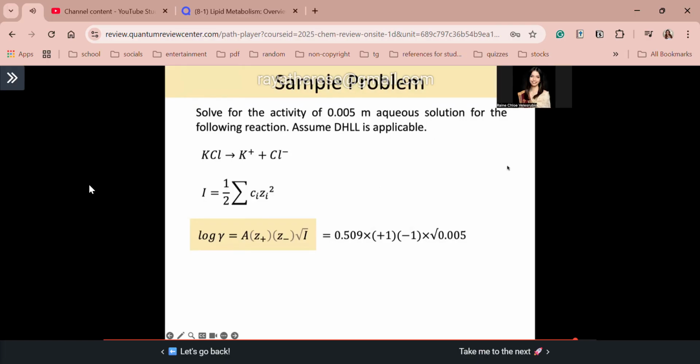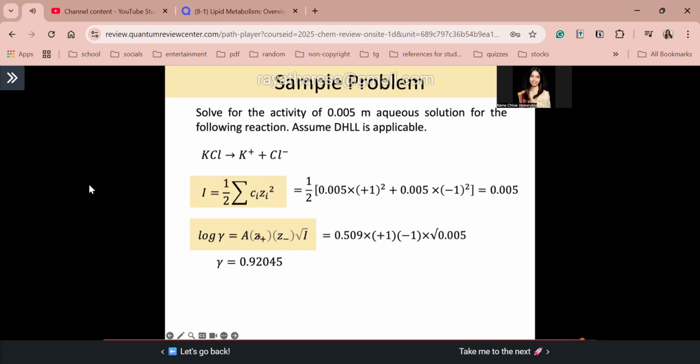So first, guys, let's solve the activity of a 0.005 molar aqueous solution for the following reaction. Assume DHLL is applicable, meaning the Debye-Huckel limiting law is what we will use, okay? So for KCl, let's solve first for the ionic strength. I is equal to 1/2 times the summation of Ci times Zi squared, okay? First, the concentration of potassium ion is 0.005 molar, right? So 0.005 times plus 1 squared, since plus 1 is the charge of potassium. That's your Z plus. And then plus 0.005, the concentration of the chloride ion, molar, times Zi squared. So that is your minus 1 squared, right? Simplifying, that is equal to 0.005, your ionic strength. This also proves that this is less than 0.01. So the Debye-Huckel limiting law is what we will use in solving for the activity of the 0.005 molar aqueous solution, okay?